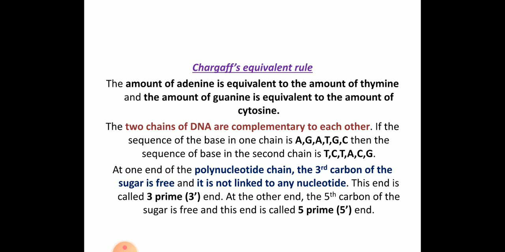It is nothing but the amount of A is equal to the amount of T, and the amount of G is equivalent to C. So this is how he gave the Chargaff equivalence rule. The two chains of DNA are complementary to each other, so the number of nucleotides present in one chain has to match the number of nucleotides in the other chain. That is called the Chargaff equivalence rule.